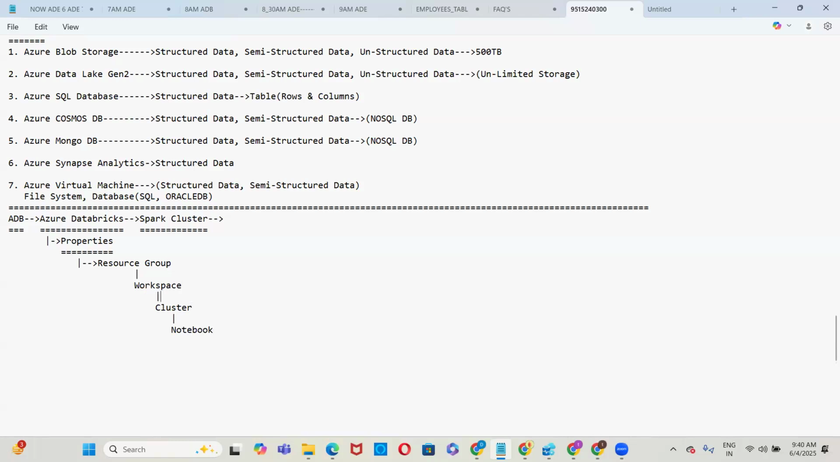So now this is the hierarchy we use. The resource group is the collection of workspaces. Workspace is the collection of clusters. Cluster is the collection of notebooks. Resource group, workspace, cluster, and notebook. These are all the properties of Azure Databricks. We must know the properties of Databricks to start with it here.